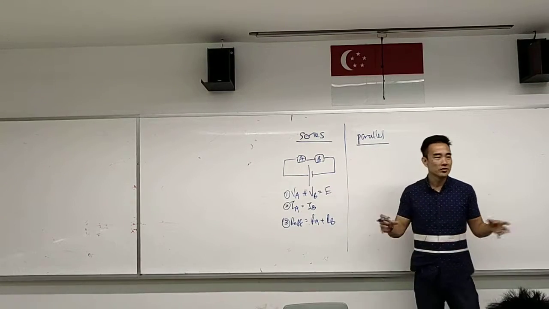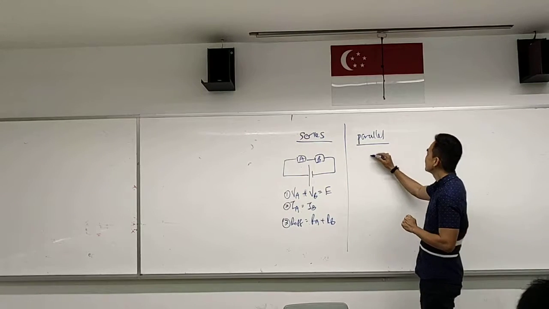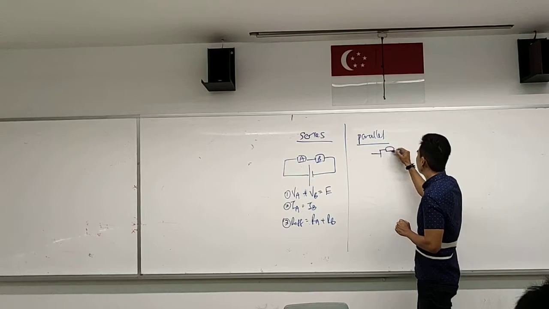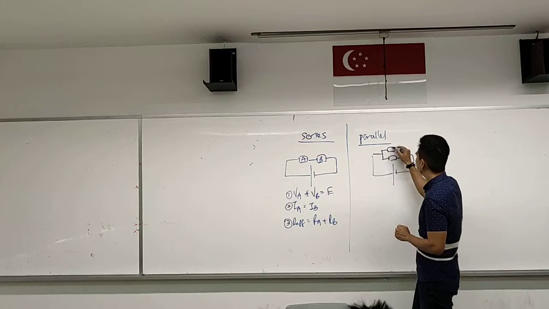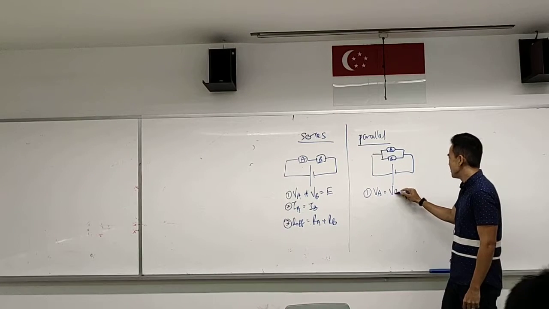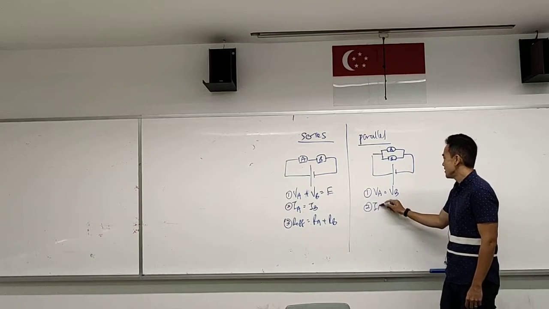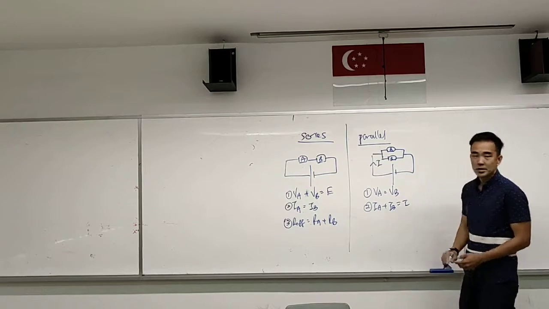Easy, right? You connect things together, the resistance just increases. Let's talk about parallel. You got this one, this one, this one, and this one. So this is A, this is B. Rule number 1, VA equals VB. Rule 2, IA plus IB equals I, where I is this one.